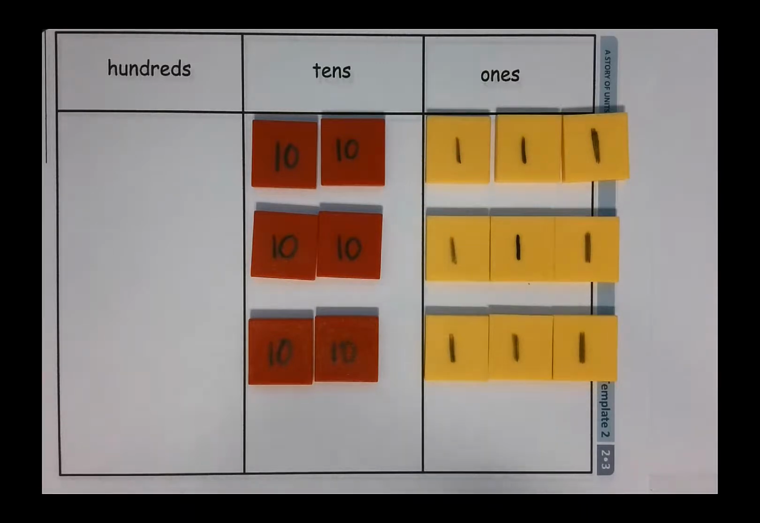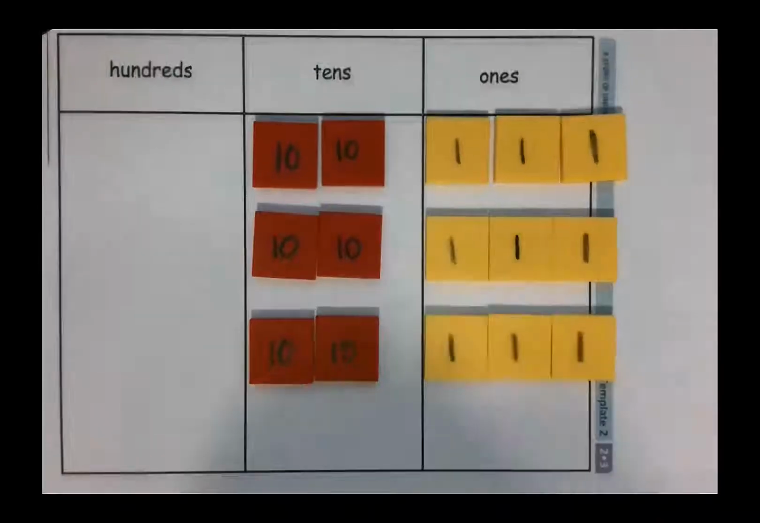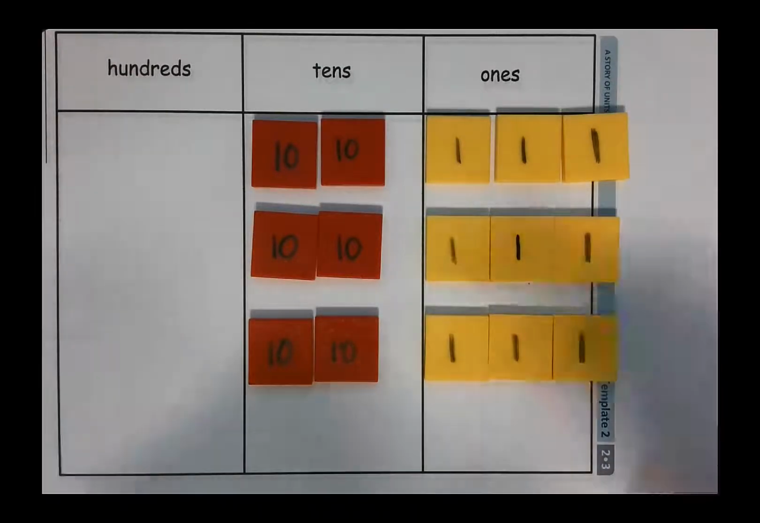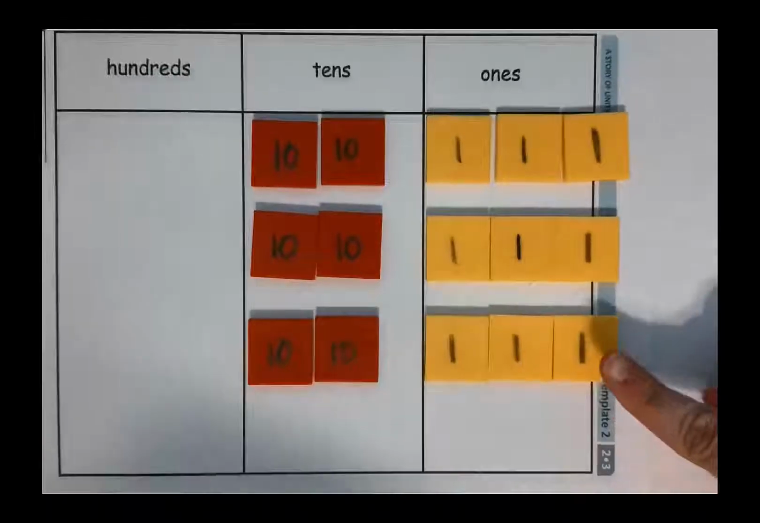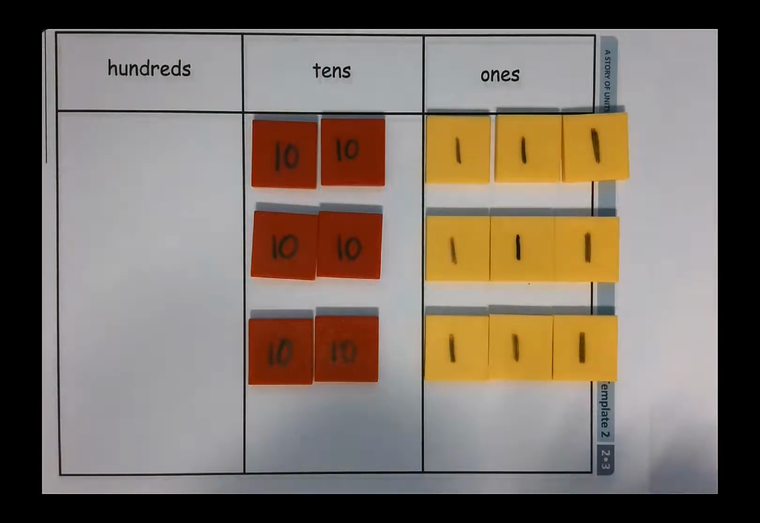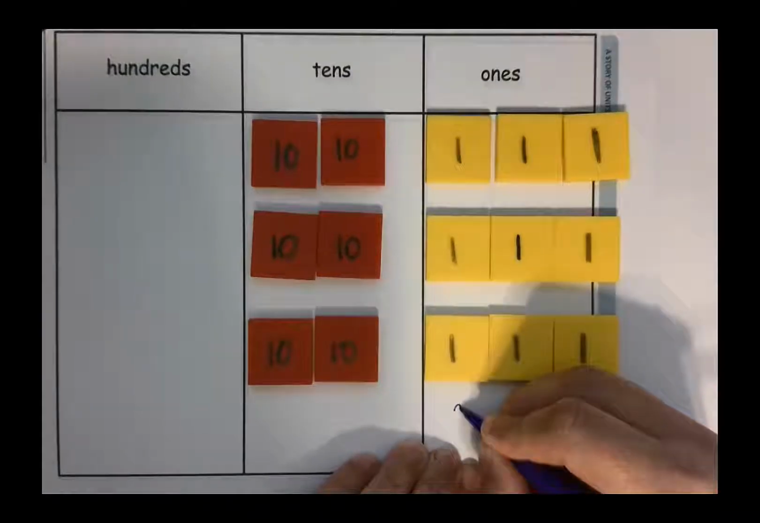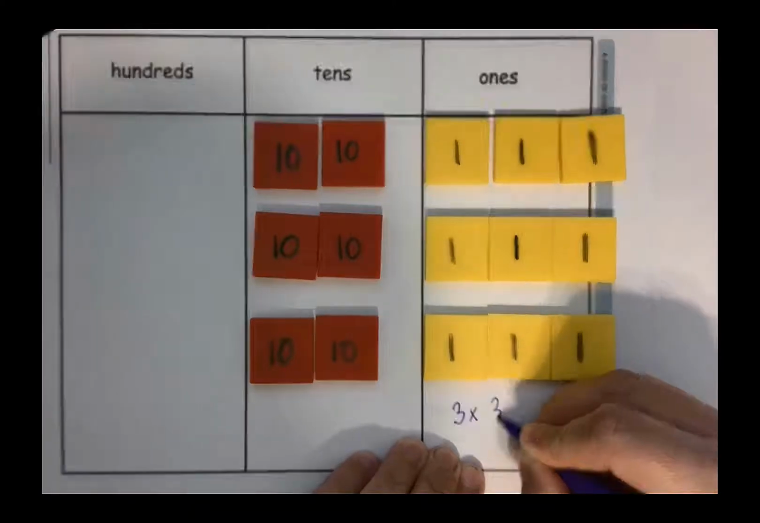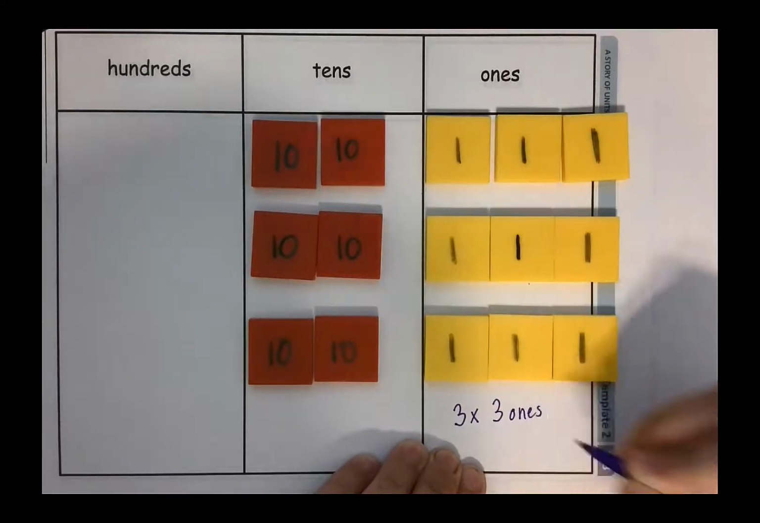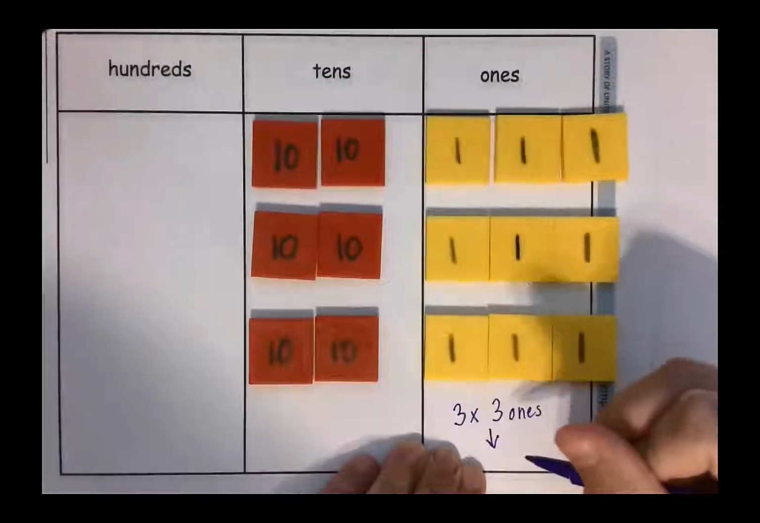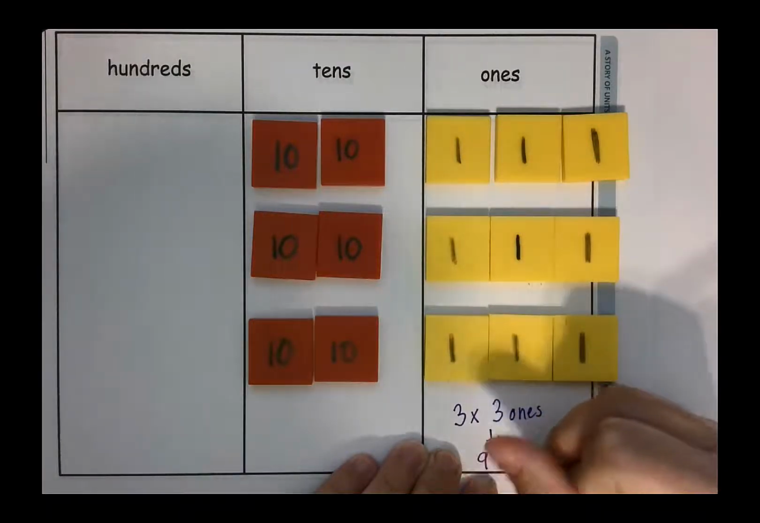So now we're going to find the total value in each of our place value groups in order to help us find the total of 3 groups of 23. So we're going to start in the ones place. So here in the ones place, I have 3 groups of 3 1s. And I'm going to write that here on my place value chart. I'm going to show I have 3 groups of 3 1s. And that equals 9 1s.